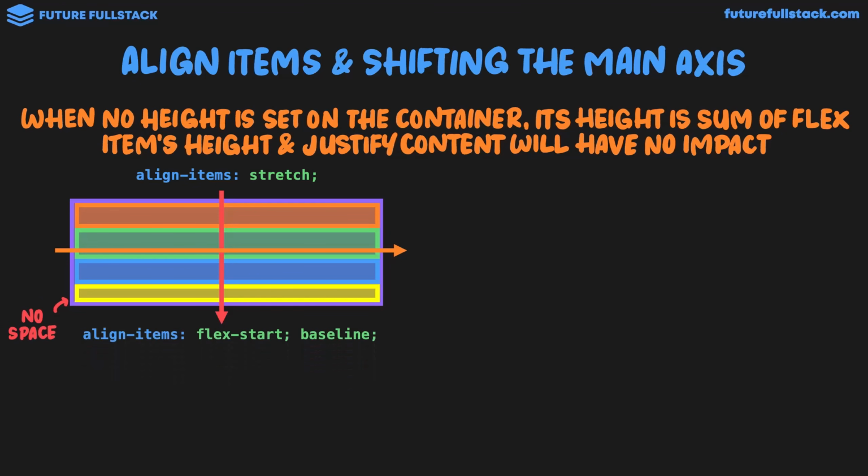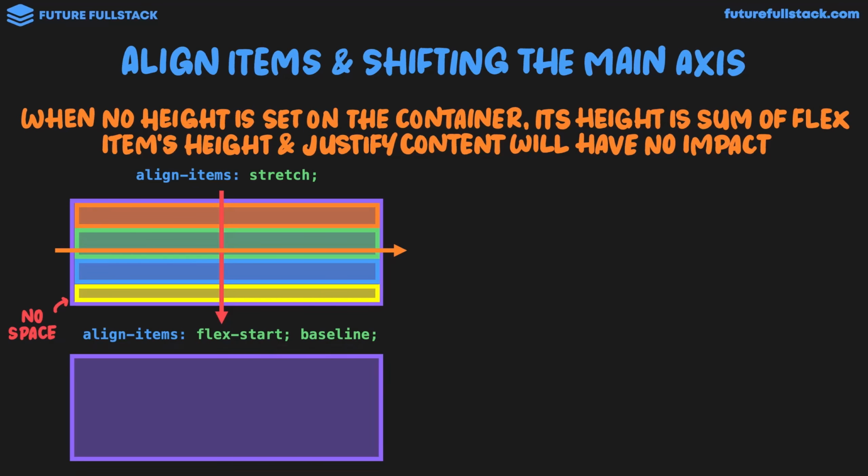For align items flex start or baseline, it'll look like this. We have our flex container, which once again has no set height. The main axis is running from top to bottom. The cross axis is running from left to right, and our flex items will look like this. They're at the start of our cross-axis, that is, on the left. And again, there is no vertical space, so any value of justify content simply will not work.